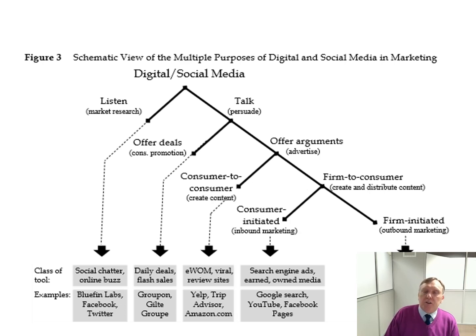If we're offering arguments, again, consumer to consumer, well, create content, so electronic word of mouth, viral, etc. So using Yelp, TripAdvisor, etc. Firm to consumer initiated search engines, so Google search, YouTube, Facebook, etc. And if it's firm initiated, in other words, it's outbound marketing, where it's just general adverts, we may use online newspaper or magazine sites like the Daily Telegraph, New York Times, but their online version.